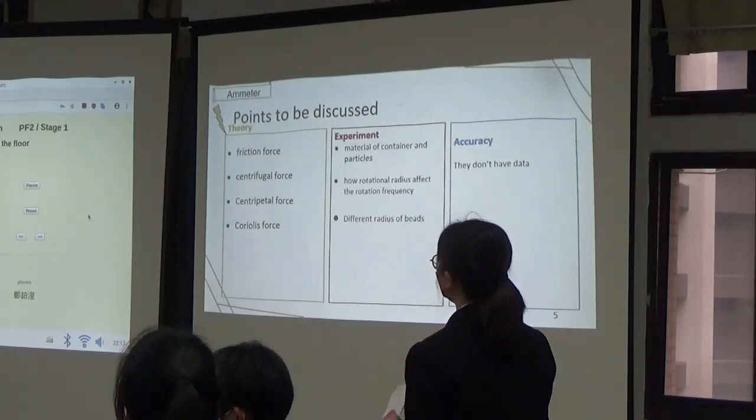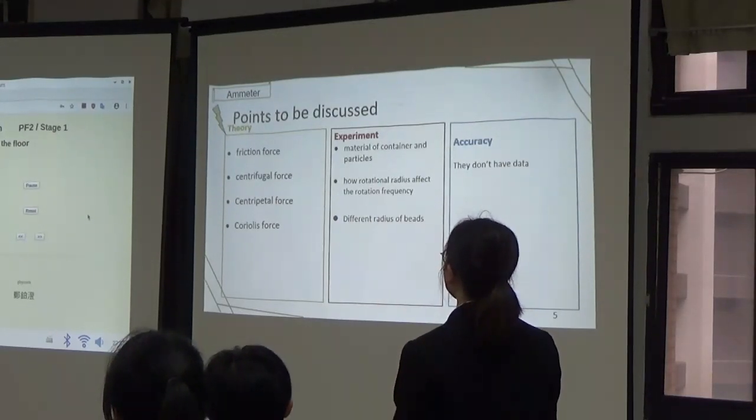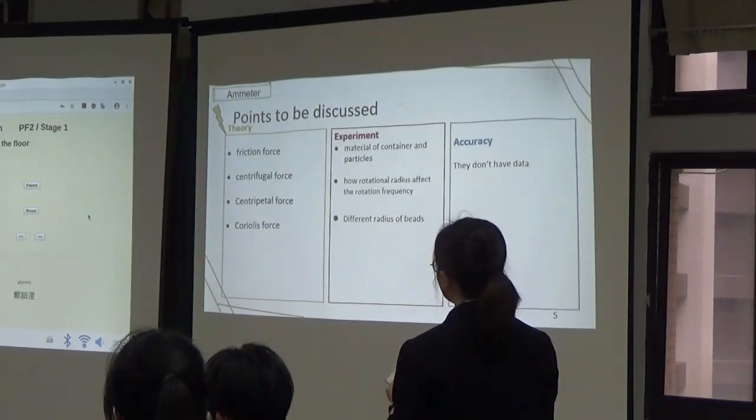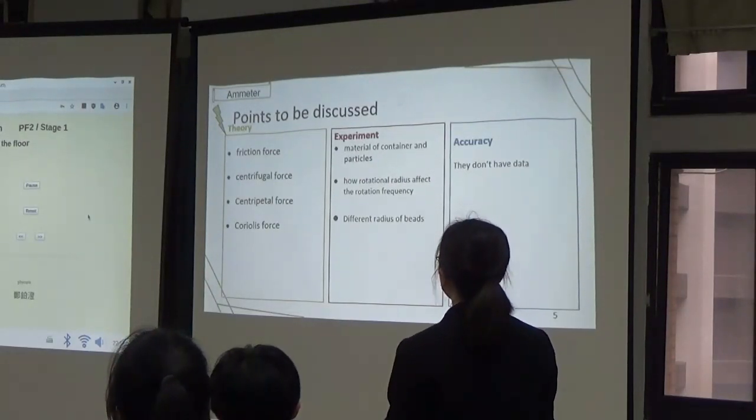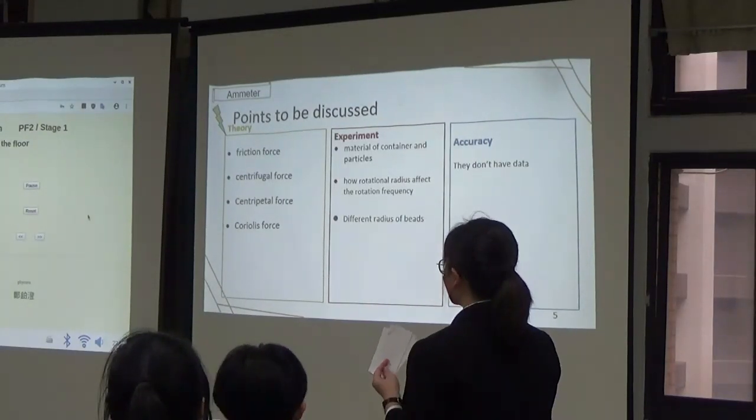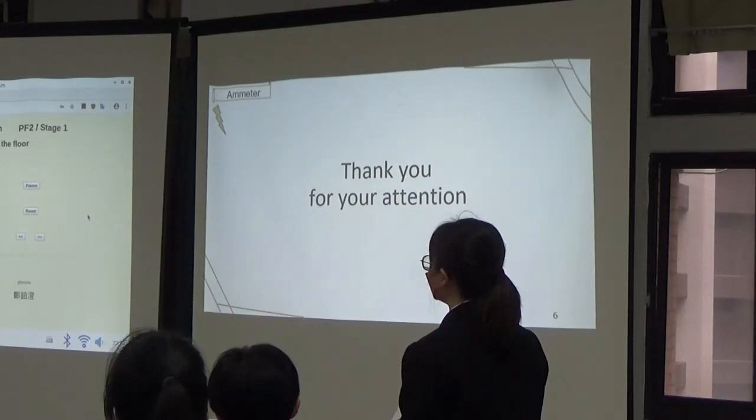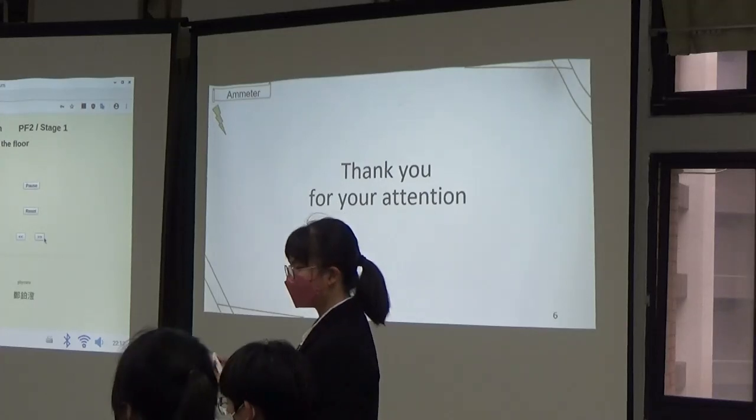And these are the points to be discussed. The theory about the friction force, centrifugal force, centripetal force, and the Coriolis force. And then the experiment about the materials of the container and the particles, and how the rotational radius affects the rotation frequency, and different radius of beads. And on accuracy, they don't have the data, and they need to do the force analysis. And thank you for your attention. And I want to discuss with the reporter.